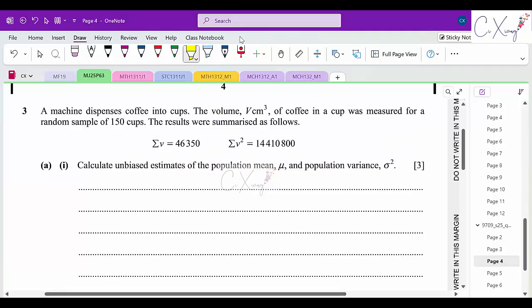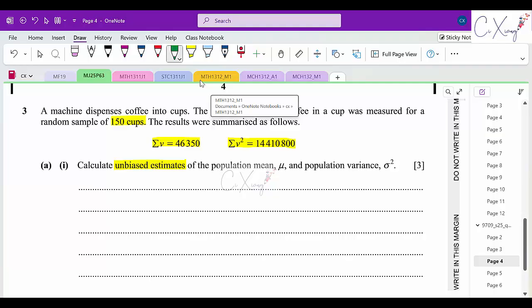Question number 3. There's a machine that dispenses coffee into cups. The volume V of coffee in a cup was measured for a random sample of 150 cups. The results for these 150 cups are summarized as follows. We have the summation of V and also the summation of V squared. Calculate the unbiased estimate for the population mean and also the population variance. Highlight the keyword unbiased estimates.